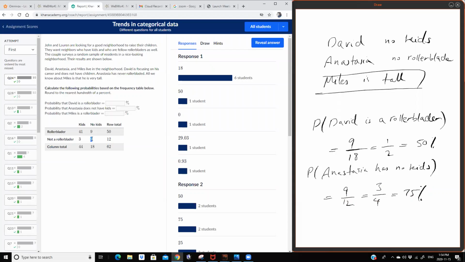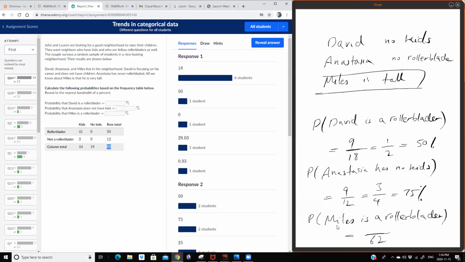Now, what about Miles? What is the probability that Miles is a rollerblader? What is the probability of that? We know nothing about Miles that is relevant. Yes, we only know that he's tall. So he could be any of these 62 people. So that's the number I put in the denominator.